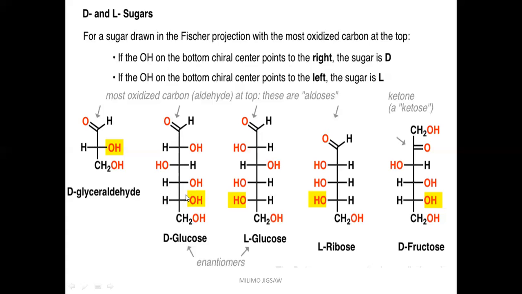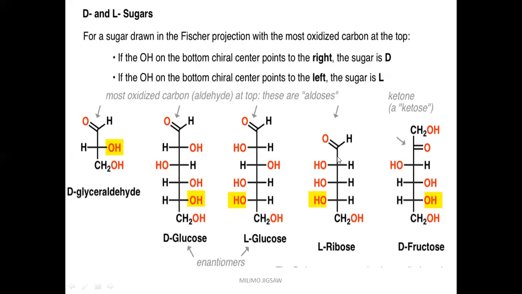So you look at the position of the OH functional group. If the OH is on the right, then this is D-glucose. When you look at this structure, you go to carbon number 5, the last or most bottom chiral center. You look at the position of the OH. If the OH is on the left, then this is L-glucose. So D-glucose has OH at carbon 5 on the right. L-glucose, the OH is on the left.